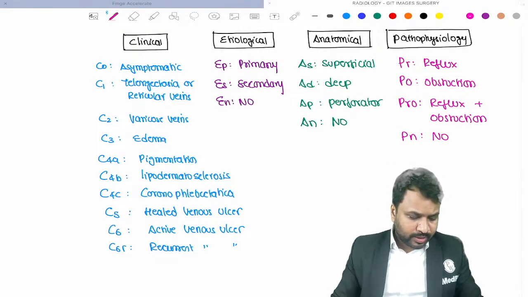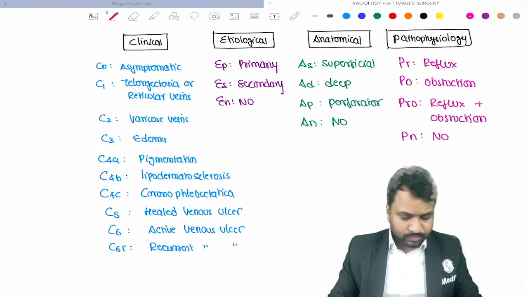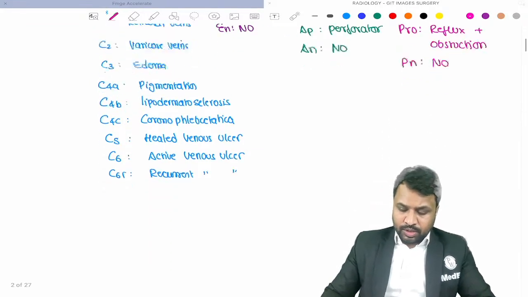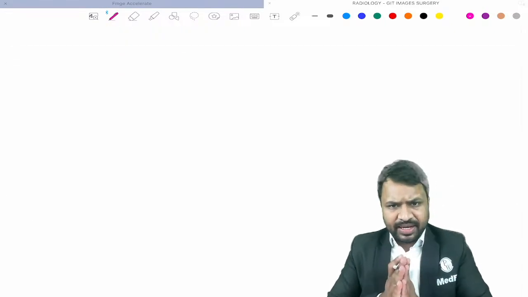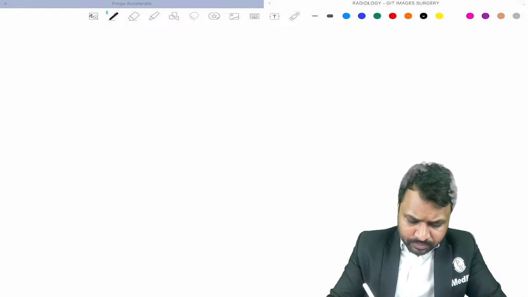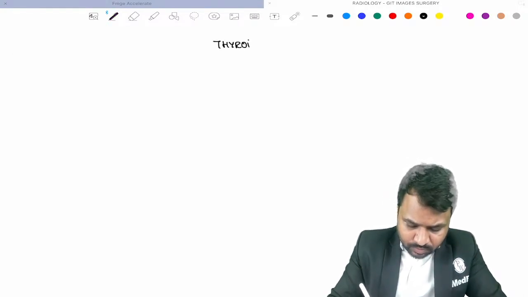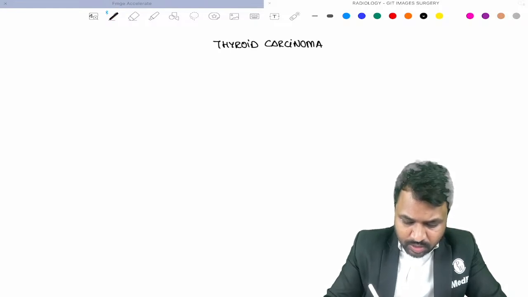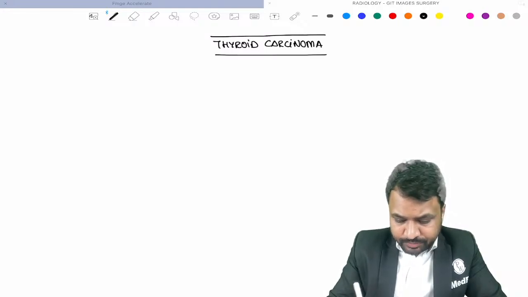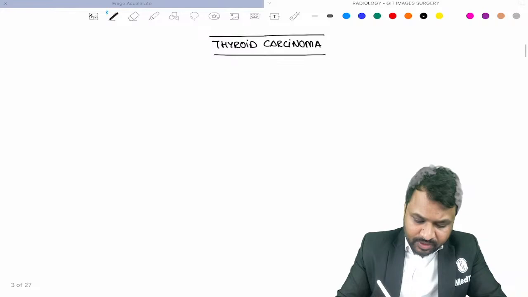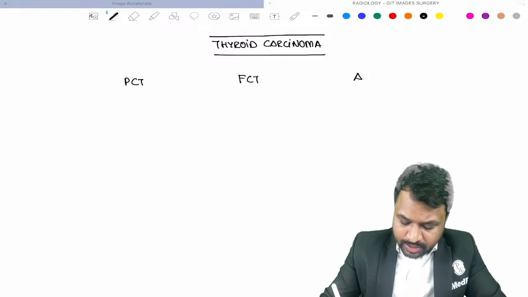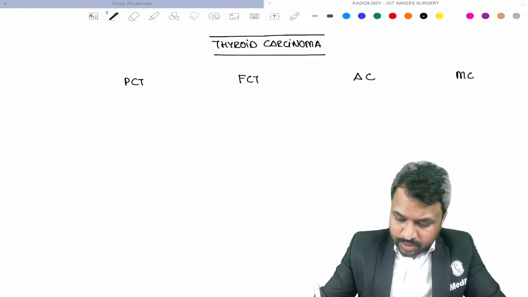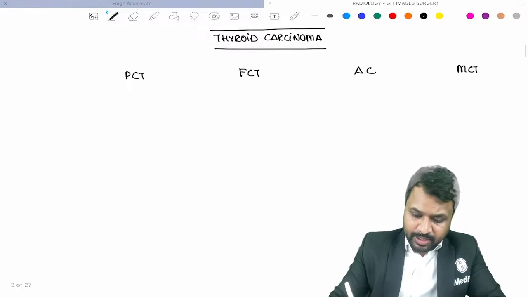Okay, so let's continue. We'll be talking about another very important aspect in terms of thyroid cancers. In the thyroid cancers, we have the papillary cancer thyroid, follicular cancer thyroid, anaplastic carcinoma, and the medullary cancer thyroid.